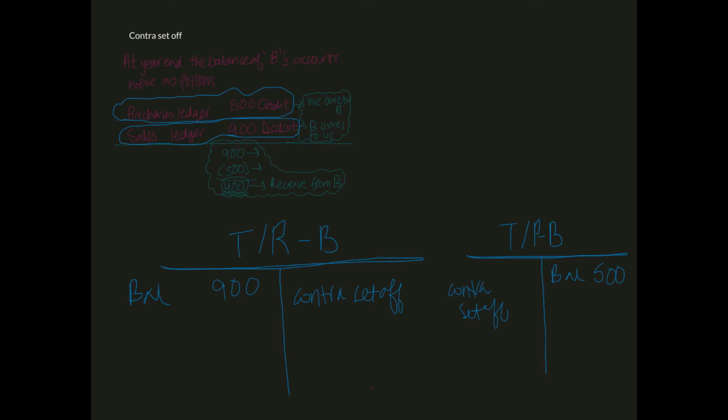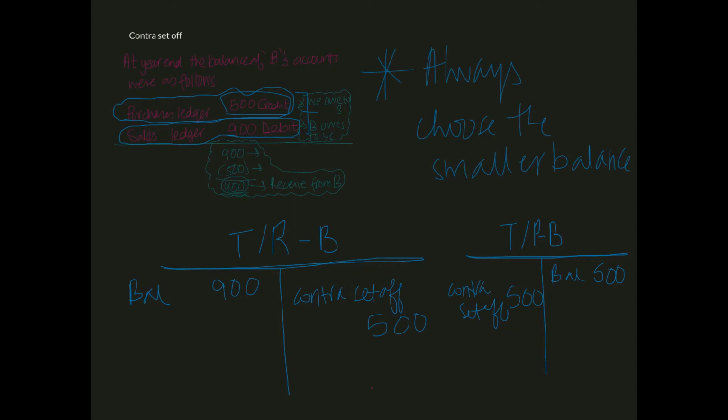The most important point here is to always choose the smaller balance. So we always choose the smaller balance. Which one of these is smaller? 500. So we will write 500 in both the accounts.